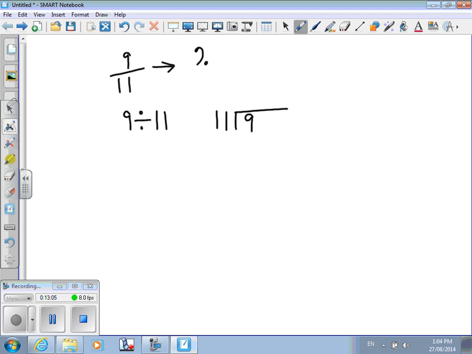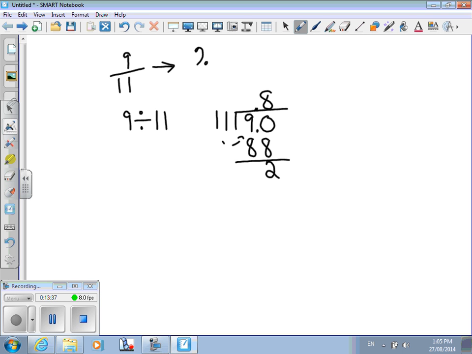11 will not divide into the 9, so I'm going to have to put a decimal here, and add a 0. I might end up adding a few more zeros, but for now, 1 is enough. 11 into 90. Well, I know that 8 times 11 is 88, so that's a good start. 8 times 11 is 88. Do my subtraction, and I end up with a 2.